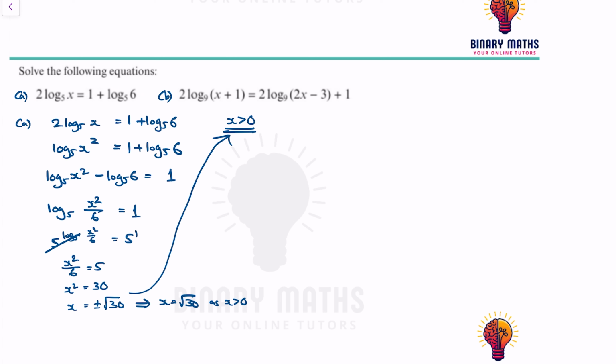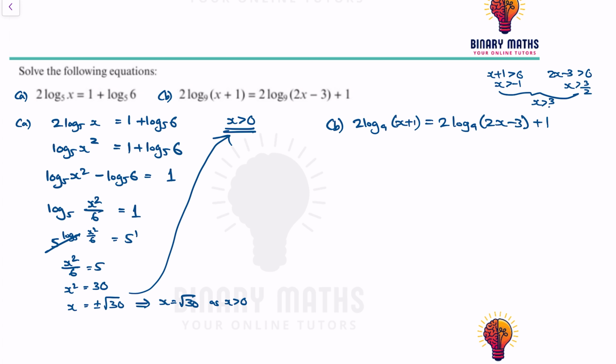Okay, let's go to B now. So I've got 2 log base 9 of x plus 1 is equal to 2 log base 9 of 2x minus 3, plus 1. So we know that x plus 1, the input, has to be greater than 0. So x must be greater than minus 1. And we've got 2x minus 3 as the input for the log, which means that has to be greater than 0, which means x must be greater than 3 over 2. So when you combine these two together, x must be greater than 3 over 2.